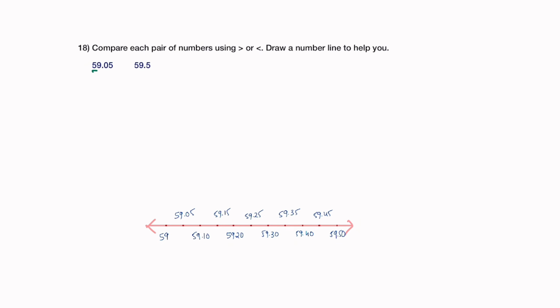Here comes the next one. Both are 59 and 59. The decimals differ. The decimal is 0.5 and the other one is 0.05. So which one is bigger? 0.05 and 0.5, which one is bigger? This one, right? So we know that this one is smaller. So let's look at the number line here. What we have done? 59, 59.05, 59.10, right? And then we go on and this is 59.5.